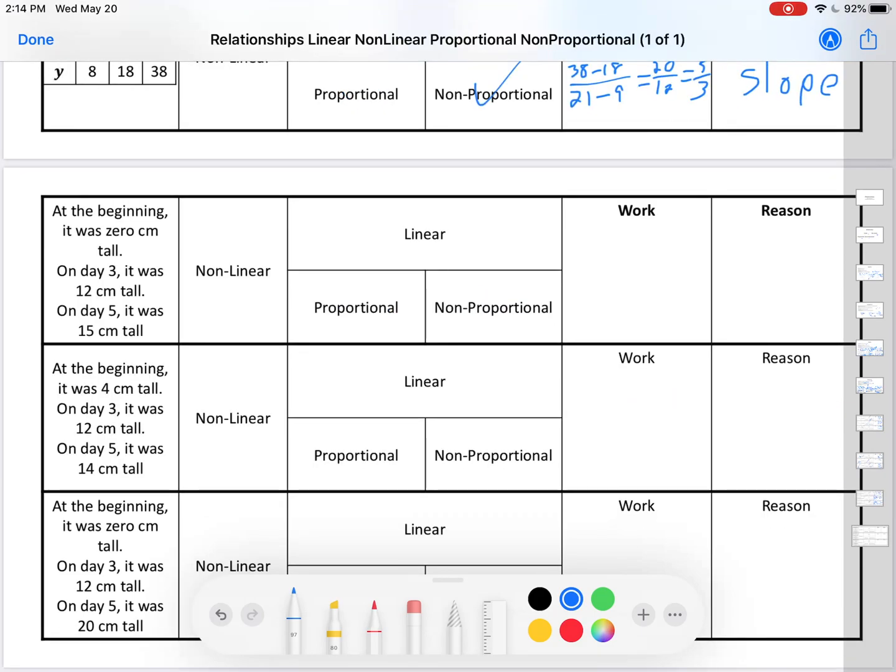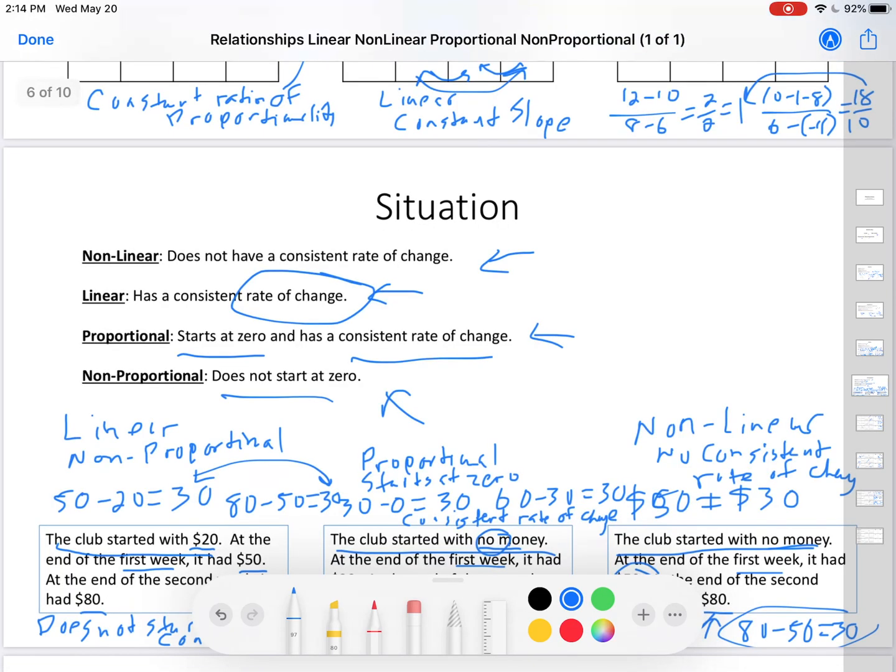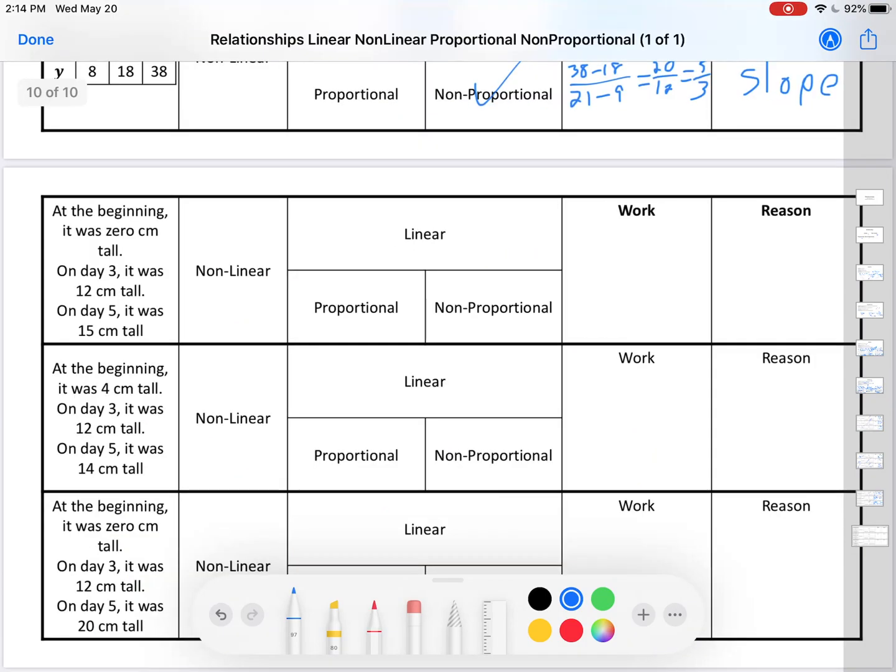Last one. All right, situations, right? So, back to situations up here. It has to start at 0 to be proportional, so let's take a look. At the beginning it was 0, starts at 0. At the beginning was 4, doesn't start at 0. At the beginning it was 0, starts at 0. Okay, so these two might be proportional. We don't know about this one. Let's see if this one is linear.